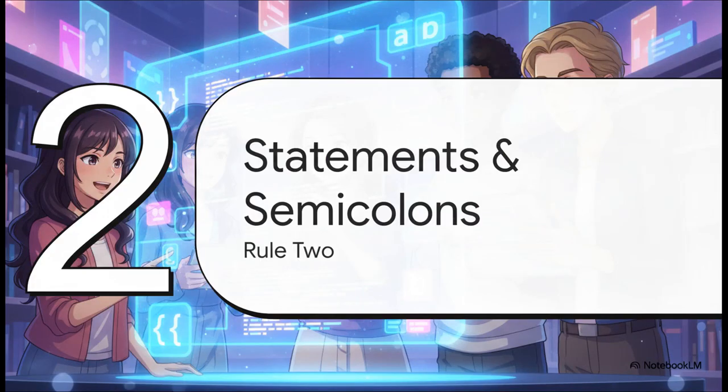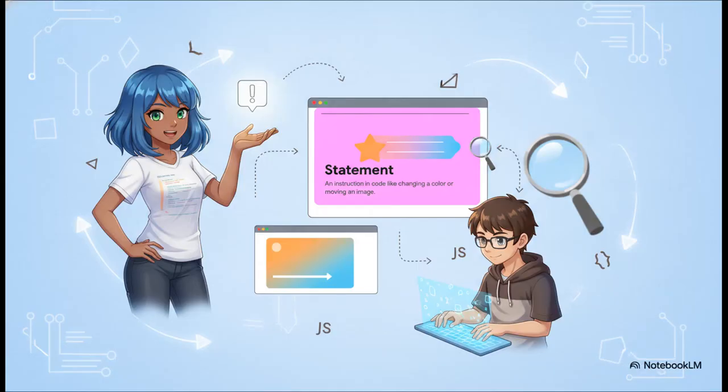Moving right along to Rule 2, statements and semicolons. So, we've talked about the individual words, essentially the vocabulary of our code. Now it's time to talk about the sentence-level grammar. The really crucial point here is understanding what a statement actually is. It's a piece of technical jargon you are going to hear constantly, but honestly, it's really quite simple.